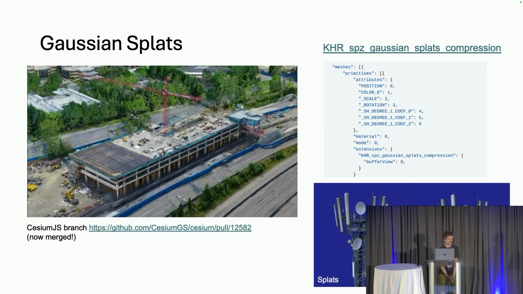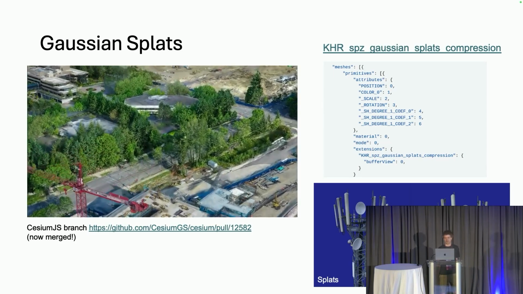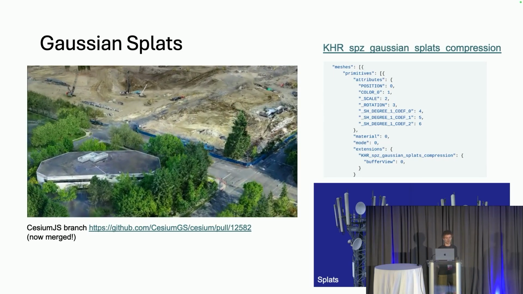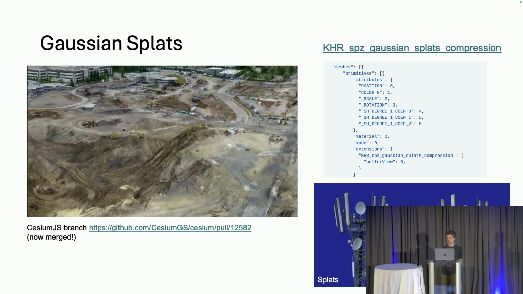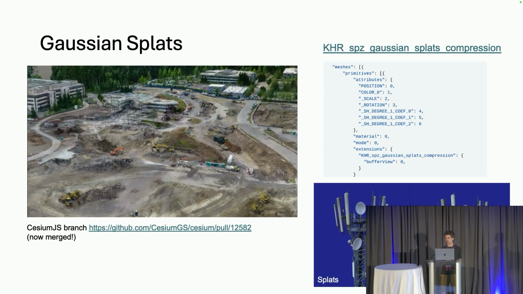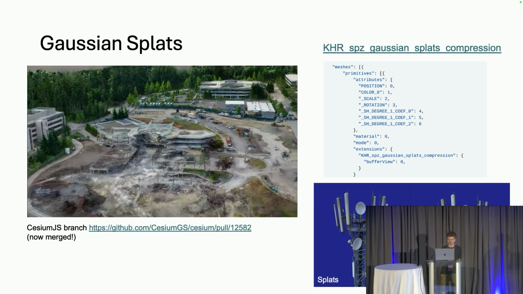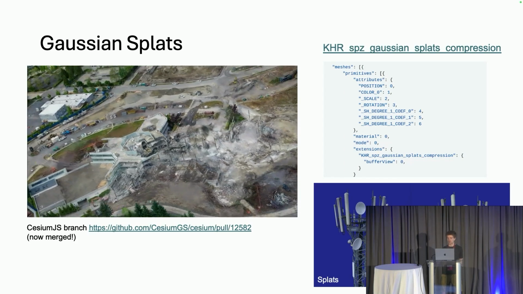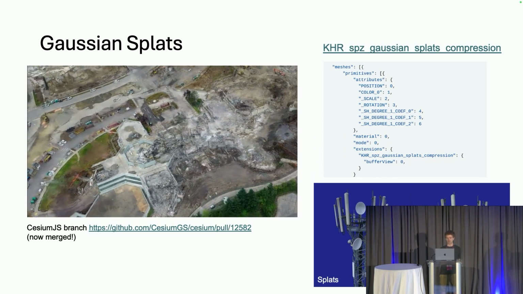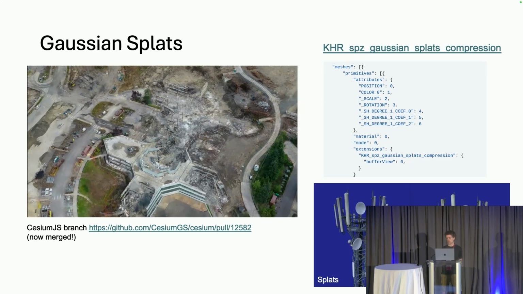So to add support for Gaussian splats to 3D Tiles, we first need to add support in glTF. So with Niantic, and Niantic created the SPZ format for basically compressed Gaussian splats. We worked on an extension together for glTF called KHR_spz_gaussian_splats_compression. And then this adds essentially additional attributes to a glTF point cloud.